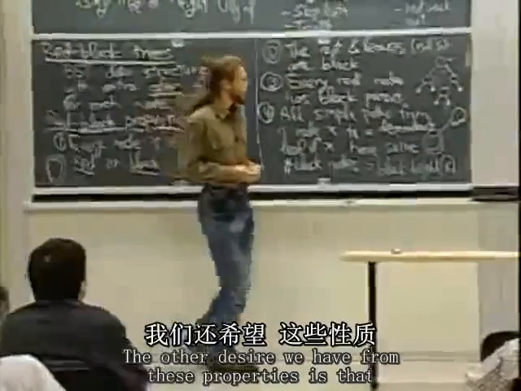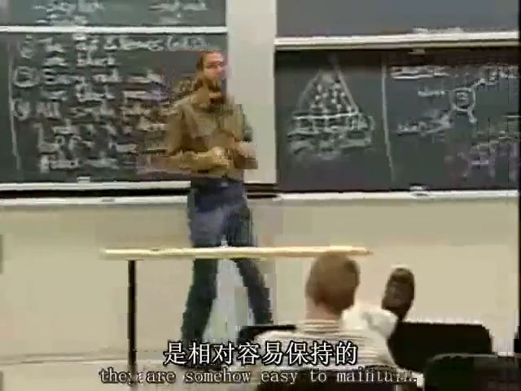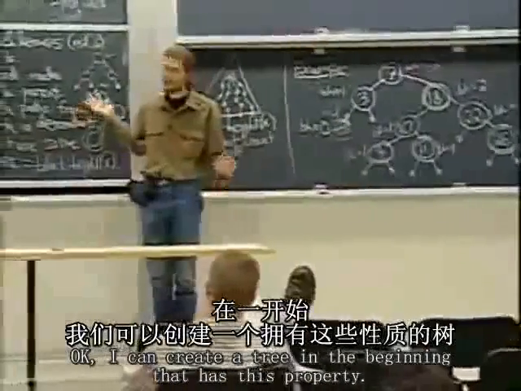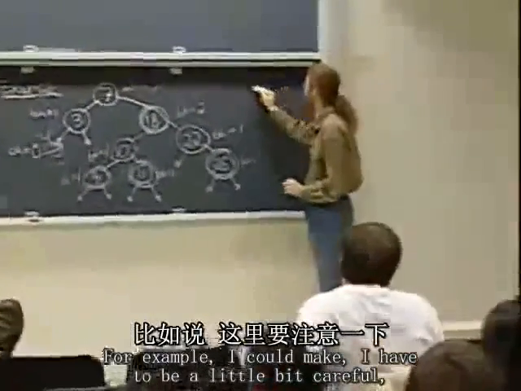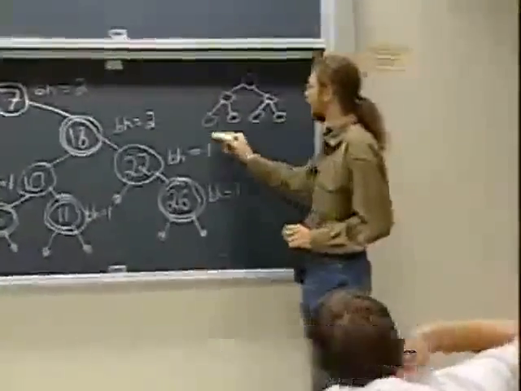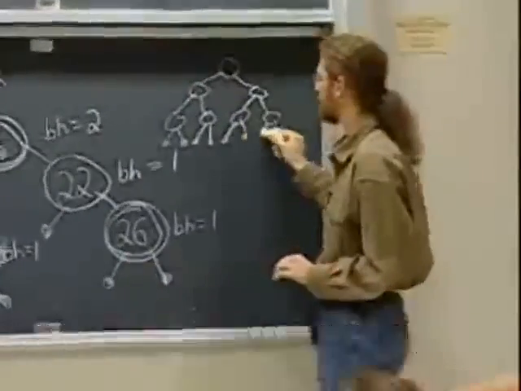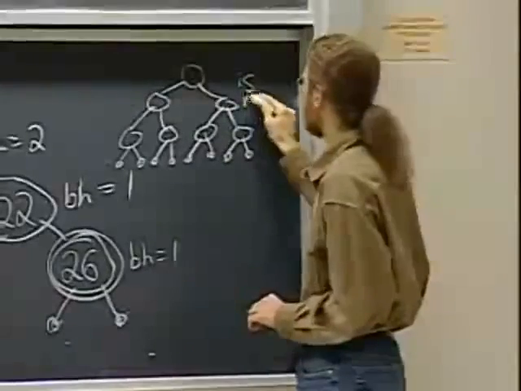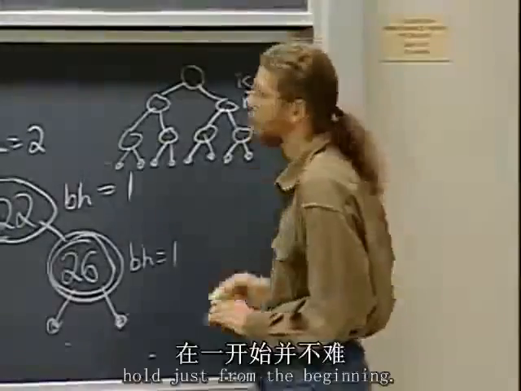The other desire we have from these properties is that they're somehow easy to maintain. I can create a tree in the beginning that has this property. For example, I have to be a little bit careful, but if I take a perfectly balanced binary tree and make all of the nodes black, it will satisfy those properties. Okay, this is a red-black tree. So it's not too hard to make these properties hold just from the beginning.